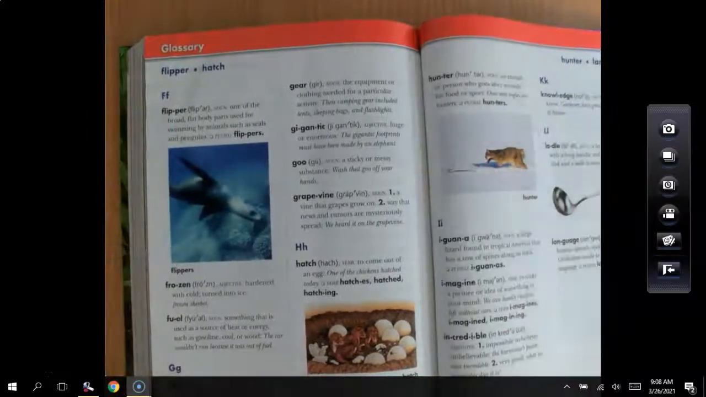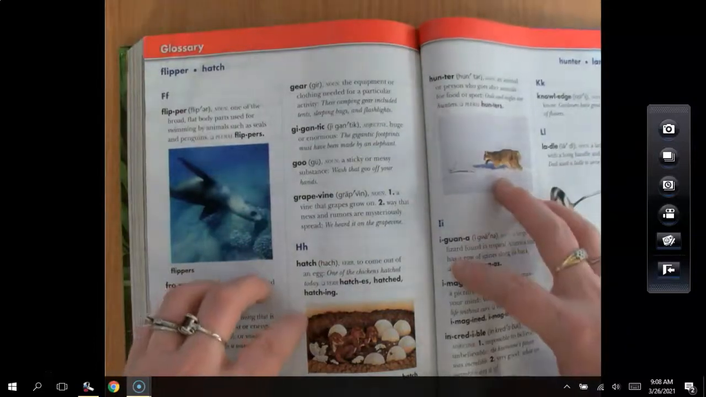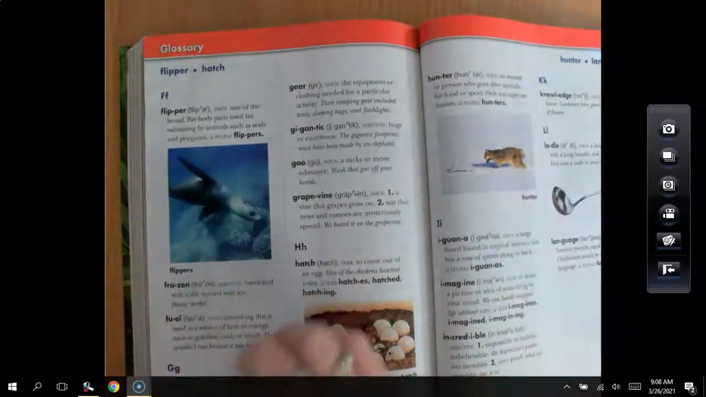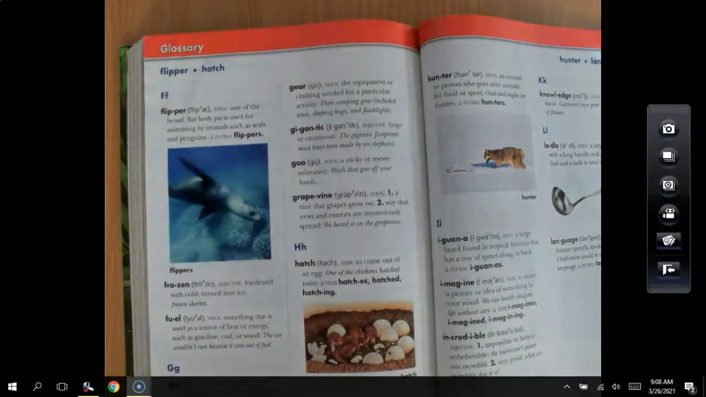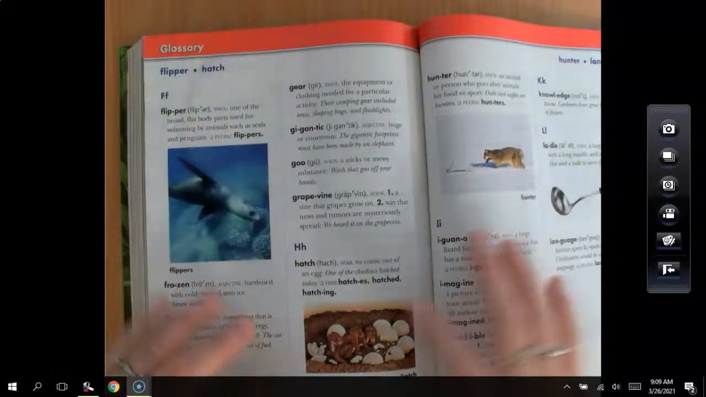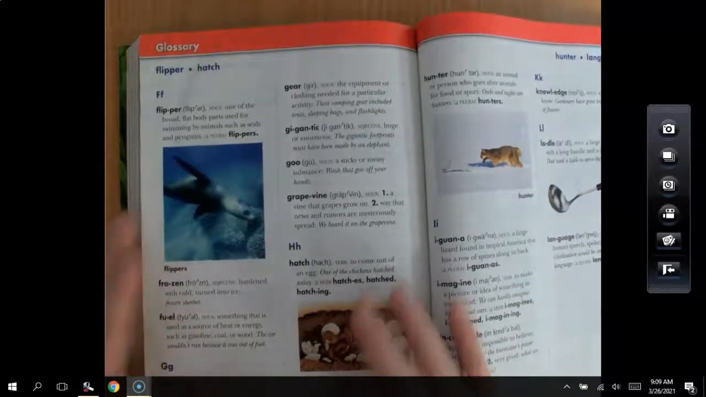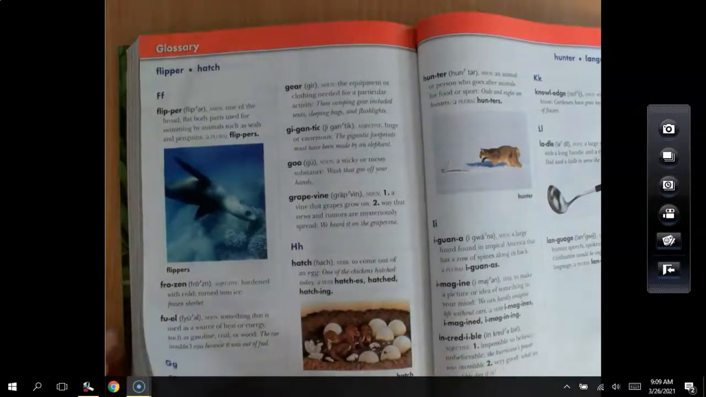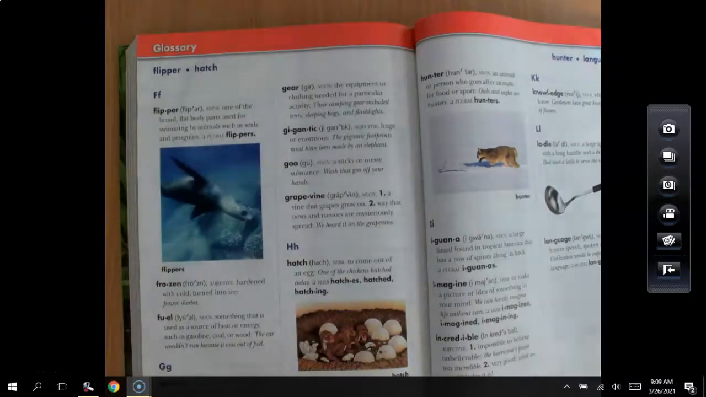Remember, a glossary is like a mini dictionary, okay? But this glossary in your book relates to words that are within these stories, okay? A dictionary has many, many different words, all sorts of different words. This glossary relates to all the words in our story, okay? Vocabulary words that are within our textbook, okay? So this is a glossary. It gives us definitions of words, what words mean.